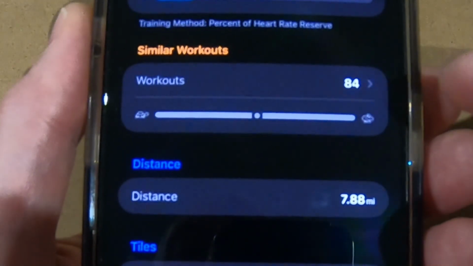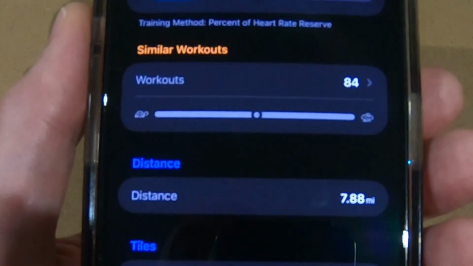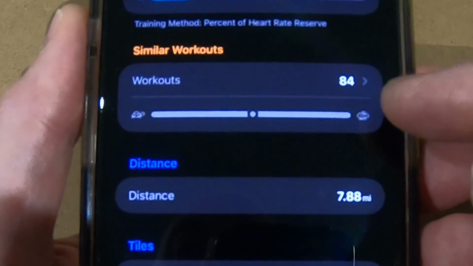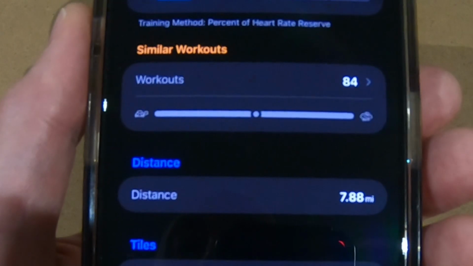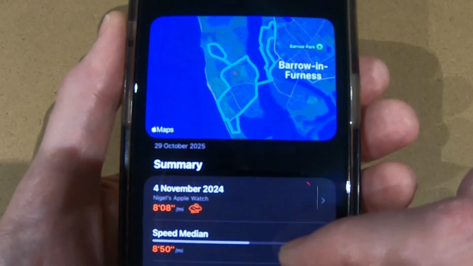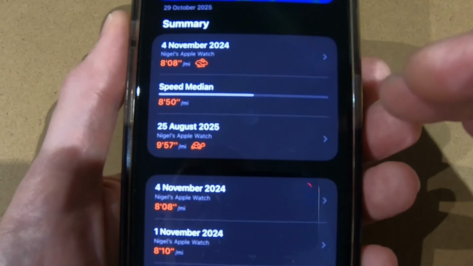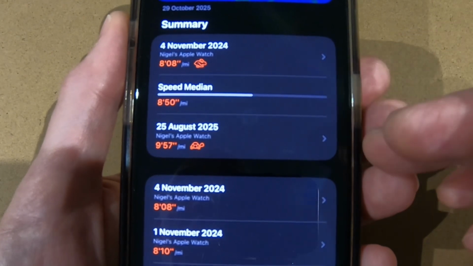From this, you can see similar runs that I've done is 84 of around about 8 miles using a similar sort of course. This particular run, here we have a hare and here we have a tortoise at this end, and you can see that run was somewhere in the middle. If you click into that, you get a good summary of those runs. So you get the fastest one, the median, which is the middle run, and your slowest run.